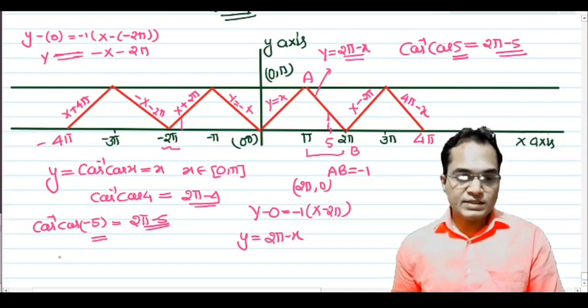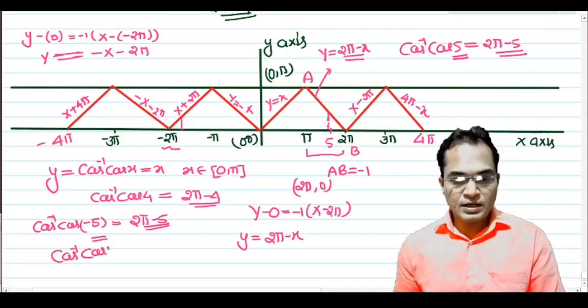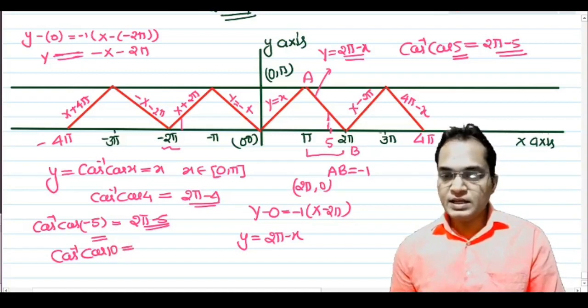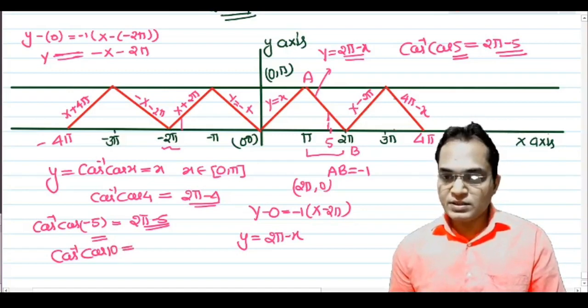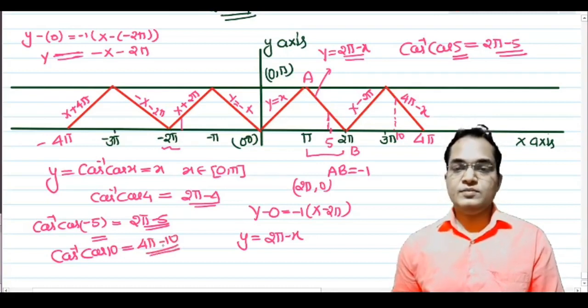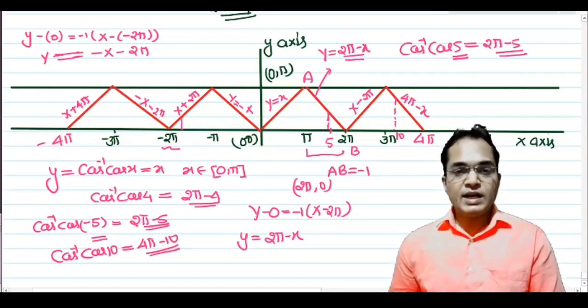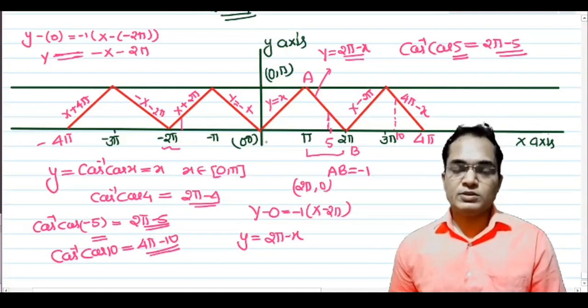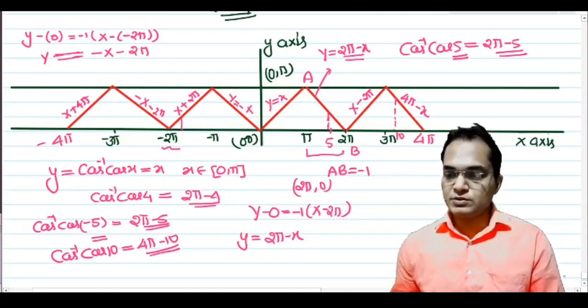If somebody asks what is the value of cos inverse cos 10, where is the 10? 10 is here, which means it is on this piece of the graph. What is the value? 4 pi minus 10. Your answer is 4 pi minus 10. So with the help of the graph of cos inverse cos x, we can easily find the different values of cos inverse cos x.